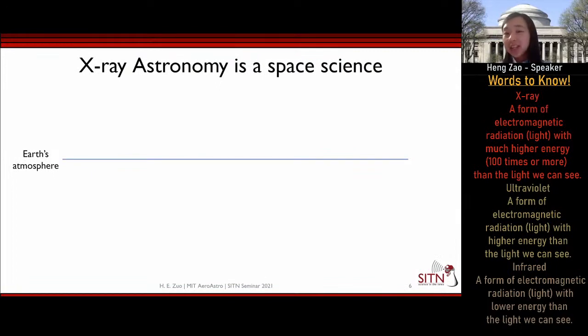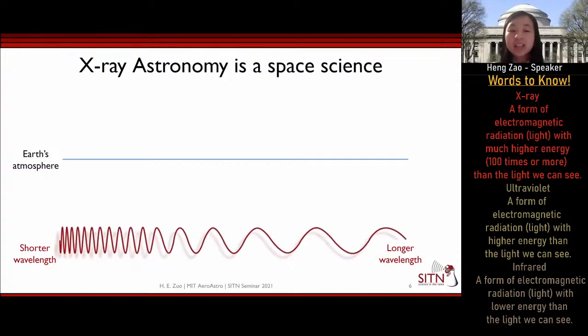So X-ray astronomy is a space science. Why is it? If we draw a line representing the Earth's atmosphere, and in the bottom, we can plot our light. Now I flipped it, so the left hand is shorter wavelengths and right hand is longer wavelength. So visible light is basically right at the center of the spectrum, and visible light can pass through our atmosphere. So we can see things.